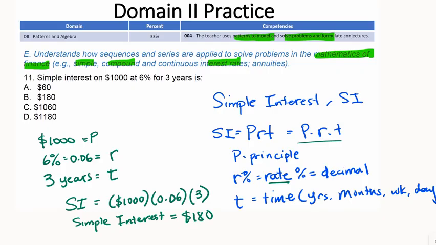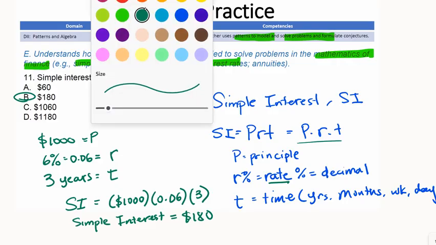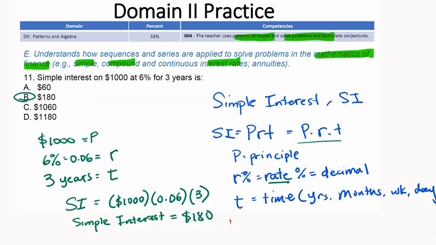Easy, right? But sometimes they will change the question. They'll ask how much there will be in 3 years. If the question is like that, our answer here is still B, but if the question is how much in 3 years, what you're going to do is principal plus the simple interest.